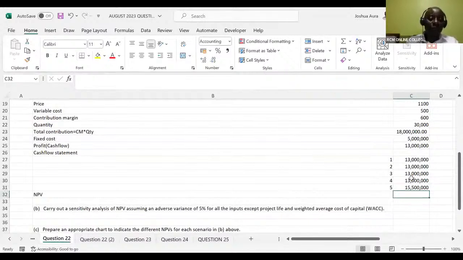Now we have our cash flows here. So then how do we get our net present value? I'll write it here first, and then I'll come and use the net present value function.